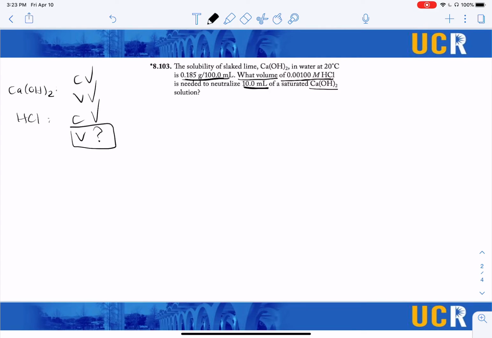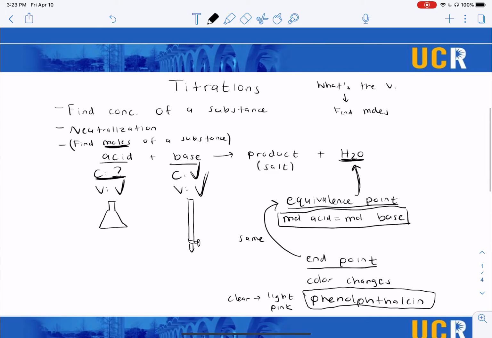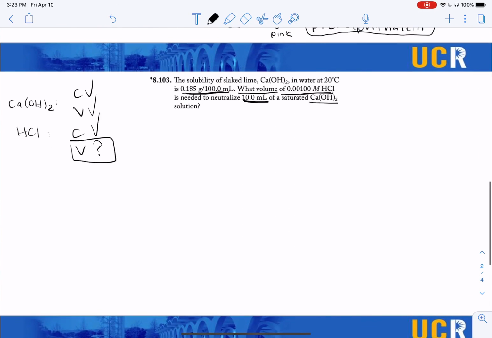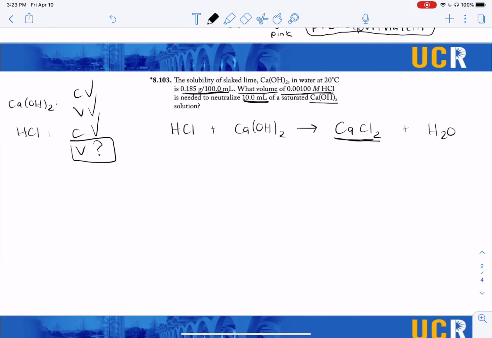So what you're going to do, like before, is take your acid plus your base and you're going to get a product and H2O. So your acid, HCl, plus Ca(OH)2 is going to form CaCl2 plus H2O.